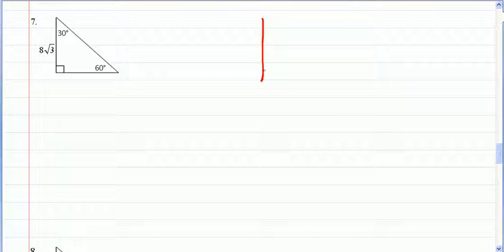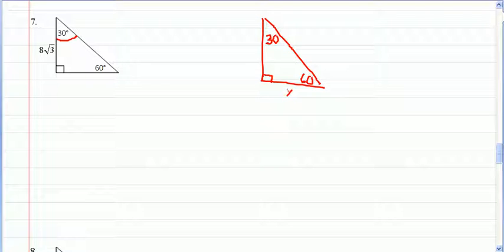Now for number 7, it's still a 30, 60, 90 triangle, but what's different about this problem is that now the 30 is the top angle. So I place the 30 here, and now 60 goes on the bottom. Across from the 30-degree measure is your x. Across from the 60 is x root 3. Across from the 90-degree, or your hypotenuse, is 2x.